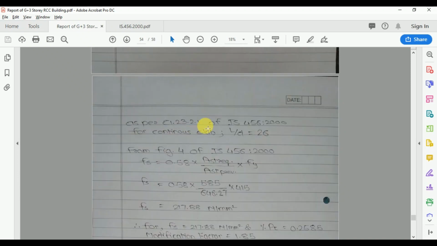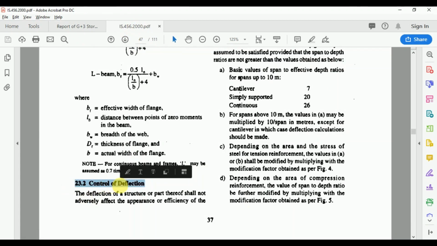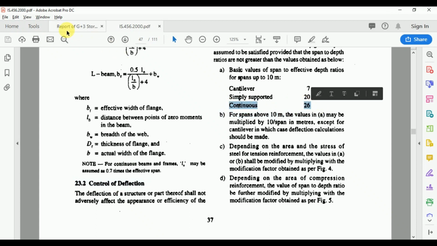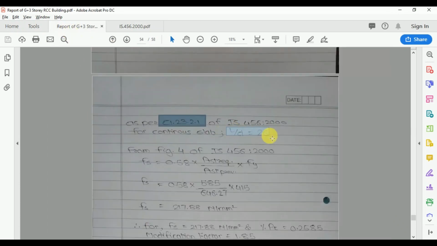So as per clause 23.2.1 of IS 456-2000, which is for the continuous slabs, in the case of one-way slab, we need to consider clause 23. Whereas in case of the two-way slab, we need to follow clause 24 of IS 456-2000. Hence, the staircase slab is a one-way slab. Hence, we need to follow the codal provisions as per clause 23. So here, as per clause 23.2.1, L by D ratio for the continuous slab is 26.